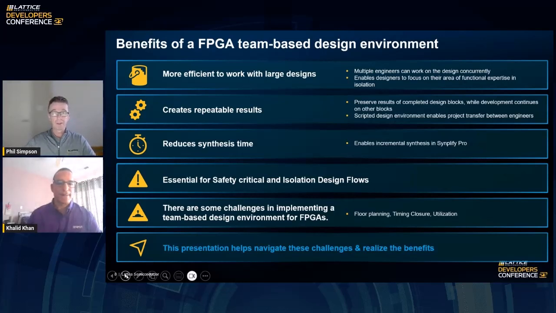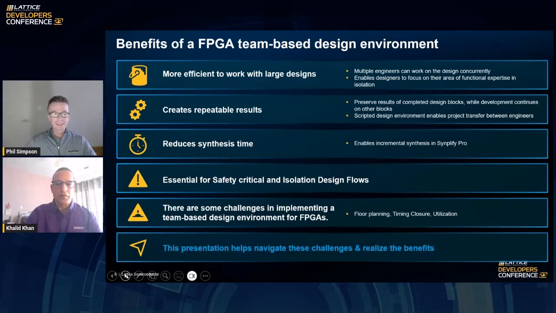So, what are some of the benefits of an FPGA-based team design environment? The main benefit is that the design can be completed much faster. You have multiple engineers that can work concurrently on the majority of the design, thus reducing the design cycle, particularly when these engineers can focus on their area of functional expertise. It can also help with achieving repeatable results from compile to compile, as it can enable the preservation of results for the design blocks that have been completed when you put in place the block-based or macro-based design flow.